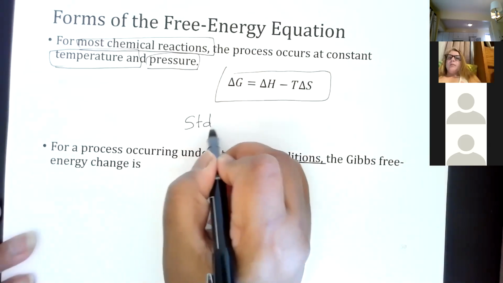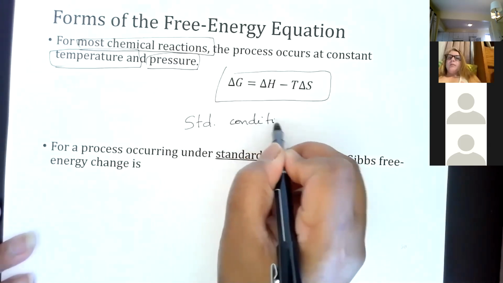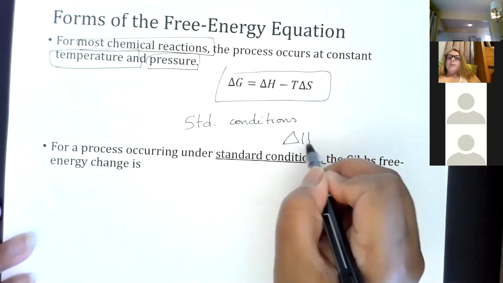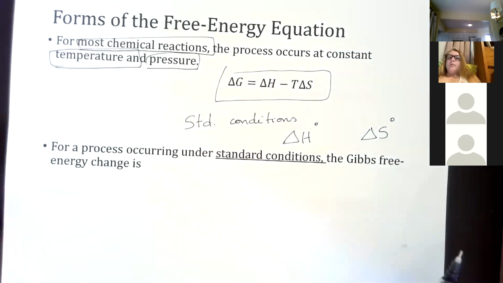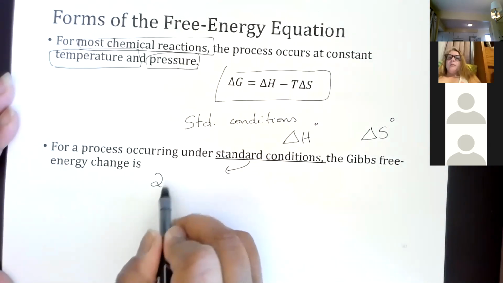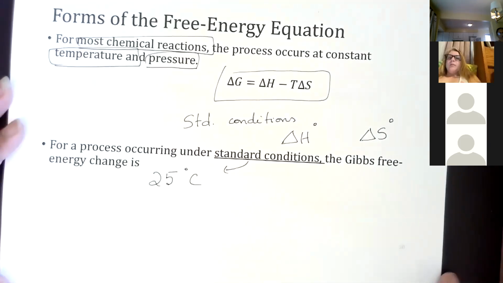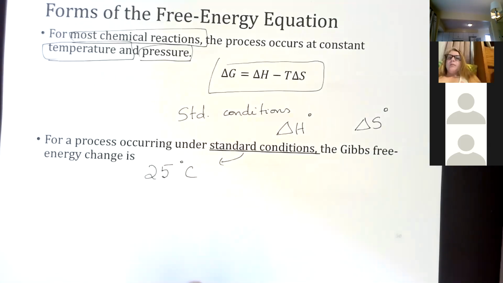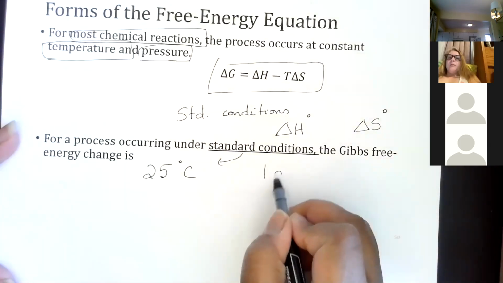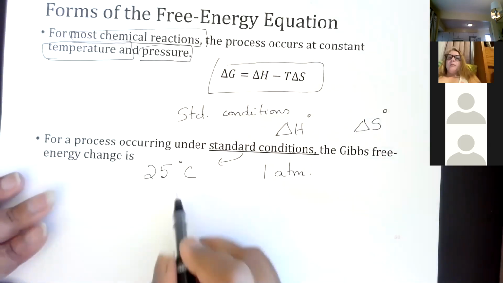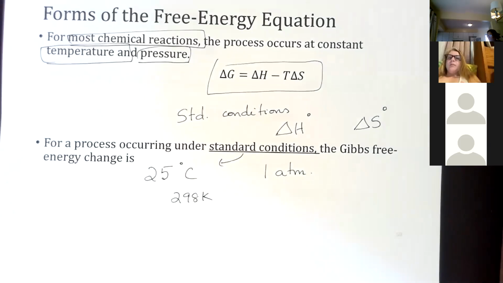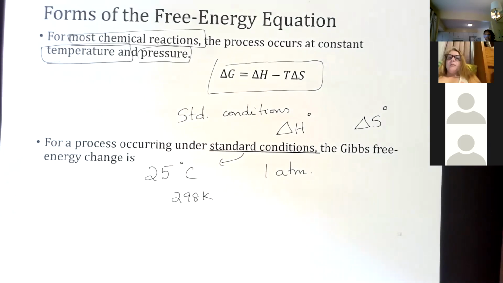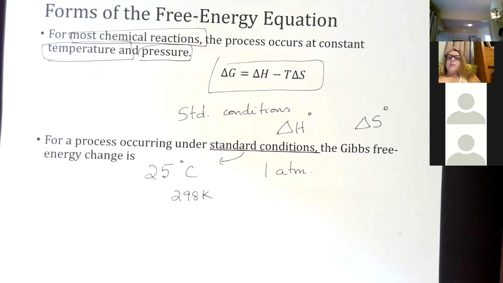Standard conditions. Remember, we have the delta H with a 0, delta S with a 0. Standard conditions. Here, the temperature has to be 25 degrees centigrade or 298. Always remember to convert it. And pressure is 1 atm, okay, room pressure. For gas laws, when we said STP, that was 0 degrees centigrade, okay? But for thermodynamics, standard is 25 degrees centigrade.